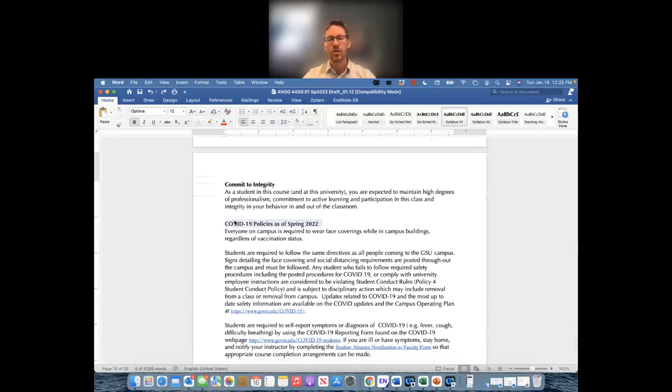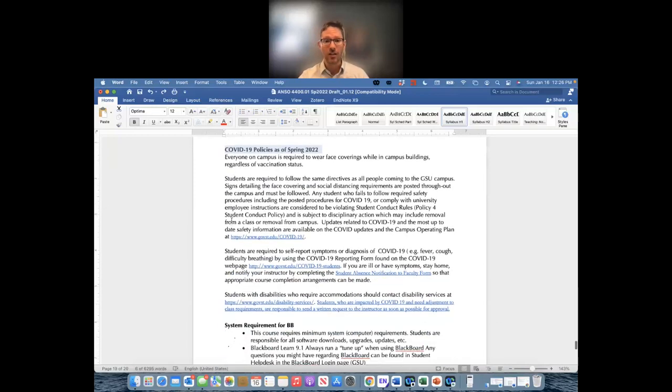Lastly, COVID policies of spring 2022. Make sure that you're up to date on what the state and cities are requiring. On Governor State University, you are required to wear a mask if you're on campus. And if you are coming to campus to meet with me, you must be vaccinated. People who are engaging in in-person activities on campus have to be vaccinated according to Governor State and state law.